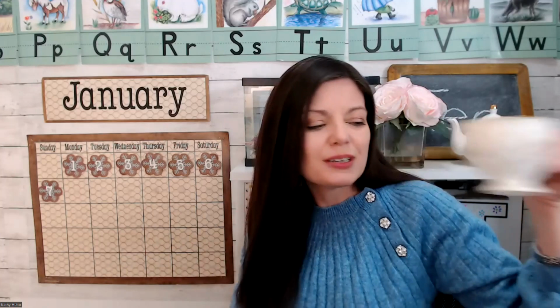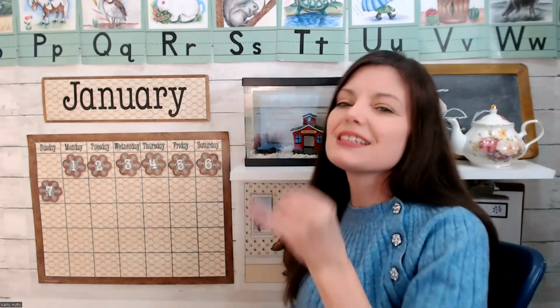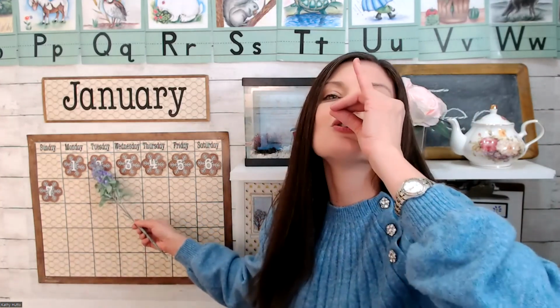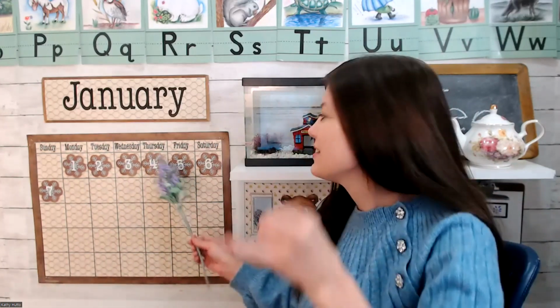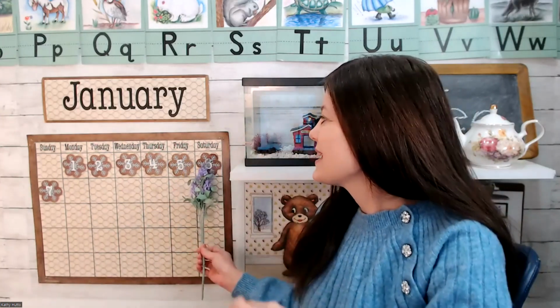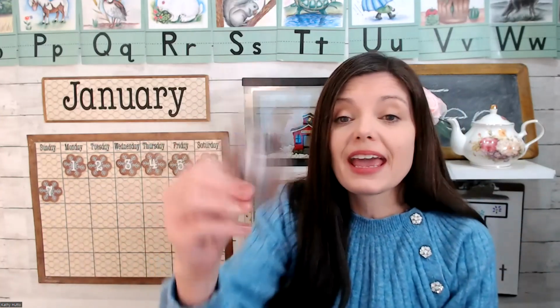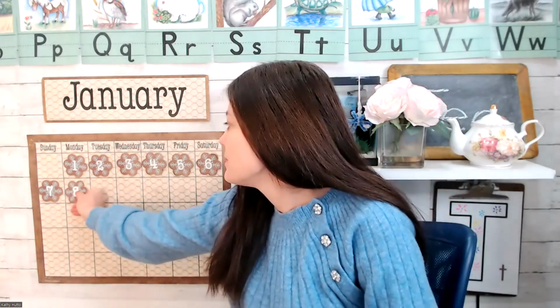You can put your pinky up if you want to. I have a real teacup. You can see sometimes when you hold it, you put your pinky up, and that's how you can be fancy. So let's put our pinkies up and let's pretend we're drinking some tea as we say each number. One, two, 3, 4, 5, 6, 7, 8. Today is January 8th. Can you say today's date?